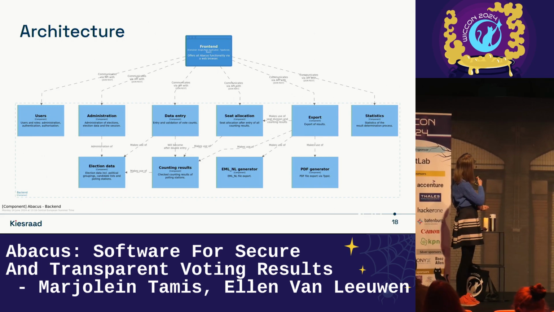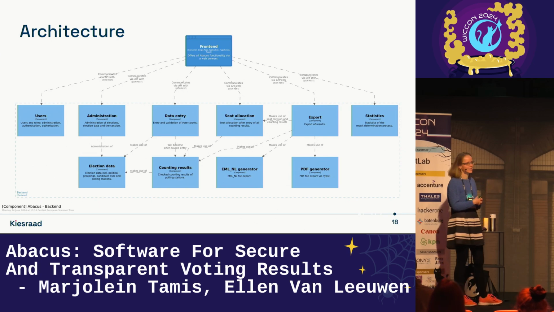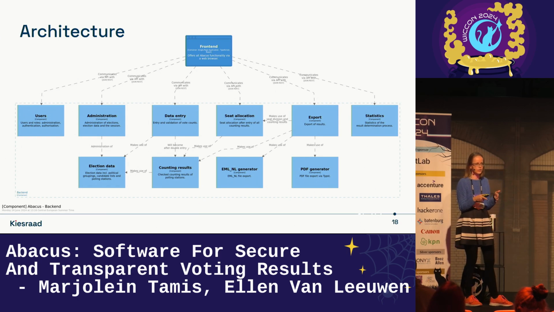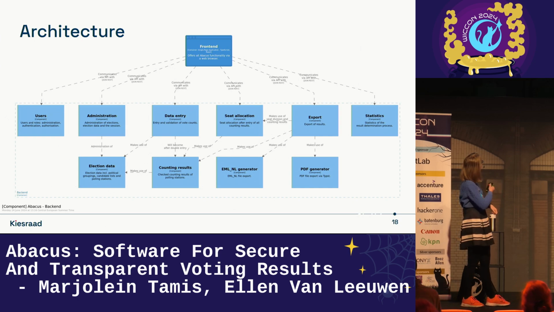Then, of course, we have the data entry section. That's where the core business is, basically: the entry and the validation of the vote counts. Once that has been done twice, so the data entry for each report is done twice to, again, prevent mistakes and differences from occurring, it will turn into a counting result. Those are the fully validated and checked polling station results, the counting results.